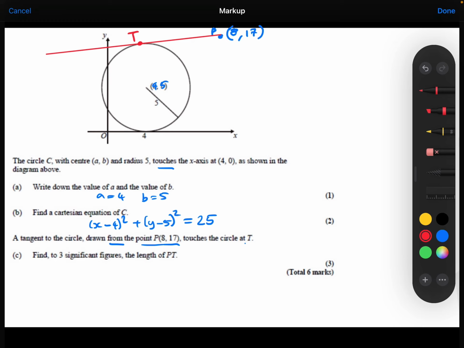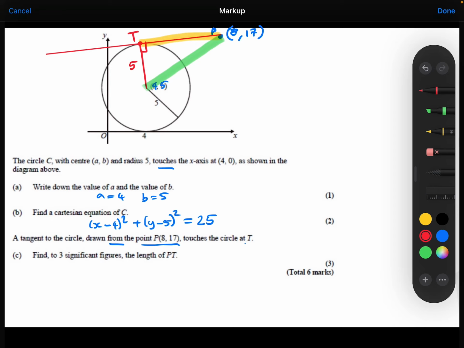Now the key thing about a tangent to a circle is that it meets the radius at 90 degrees. So I'm going to mark on my radius at 90 degrees here. And I know that the radius of the circle is 5. I want to work out the length of PT, this length here. Now, I can't work that out directly yet, but I can work out the distance between point P and the centre of the circle because I know both of those coordinates. And if I work out this length, then I can do a little bit of Pythagoras to work out PT.